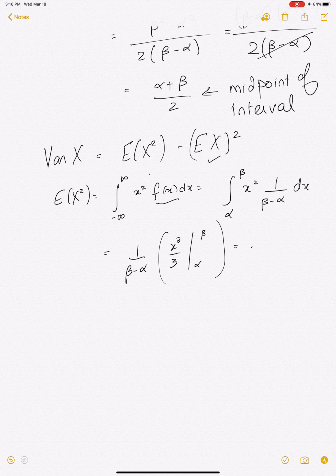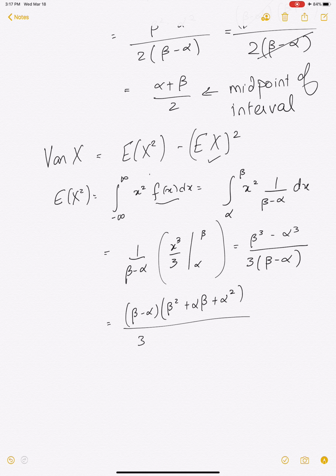So that will be (beta cubed minus alpha cubed) over 3 times (beta minus alpha). And you remember your factorization for b cubed minus a cubed? It is (b minus a) times (b squared plus ab plus a squared). So this will be (beta minus alpha) times (beta squared plus alpha beta plus alpha squared) over 3 times (beta minus alpha). Once again, beta is not equal to alpha, so you can cancel that, and that's the expectation of x squared.